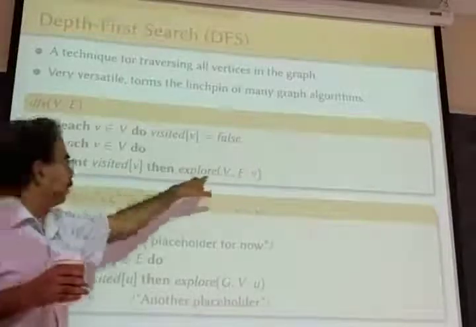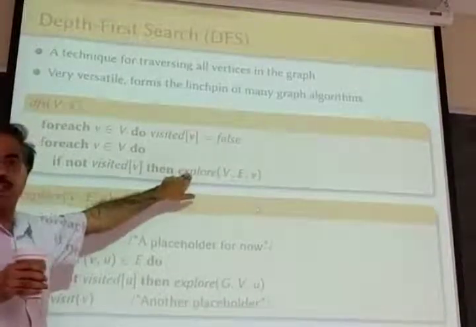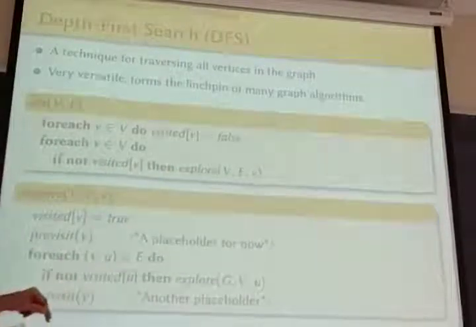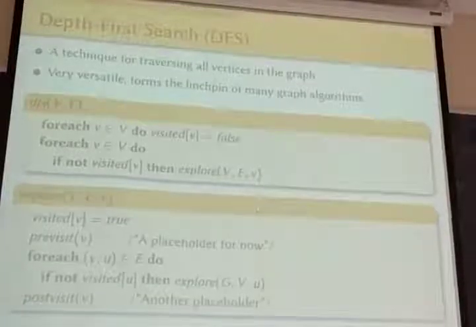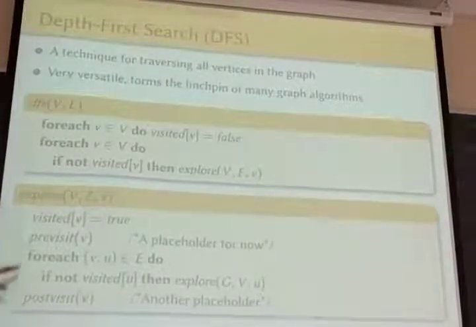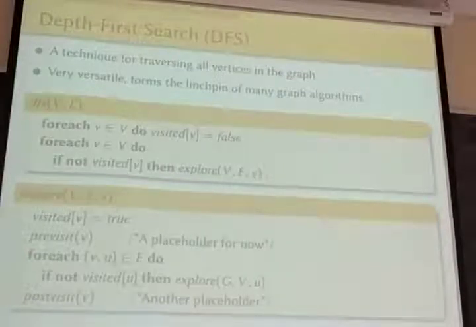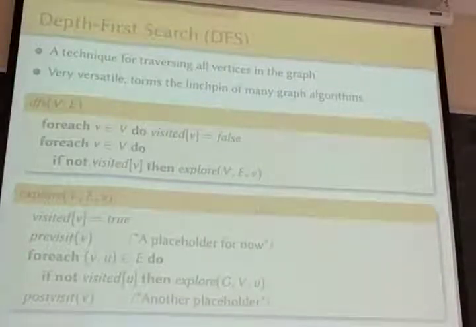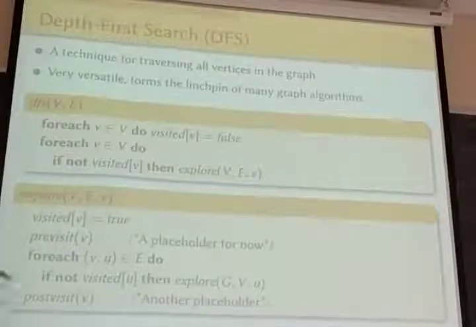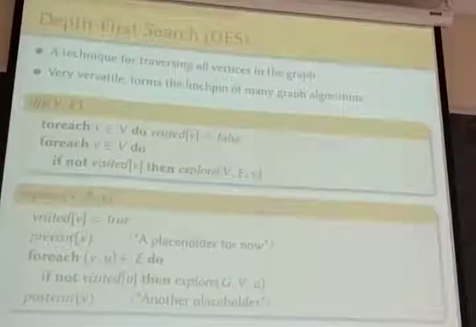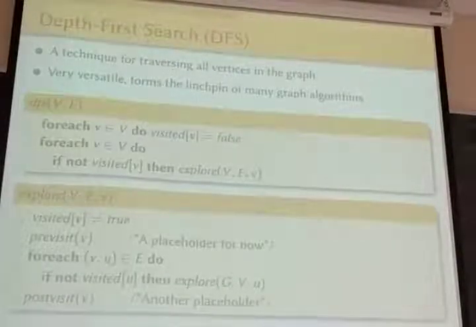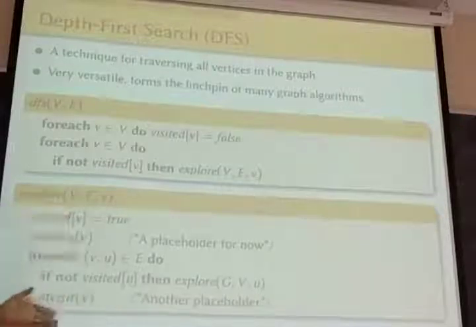But if you have already visited it even before getting here, then you won't call explore, right? So that's the idea. And now let's look at these two lines. So we are going to call a function called previsit before visiting the children of v. And after visiting the children of v, then we'll call postvisit. Okay, so it's just a way to say that.